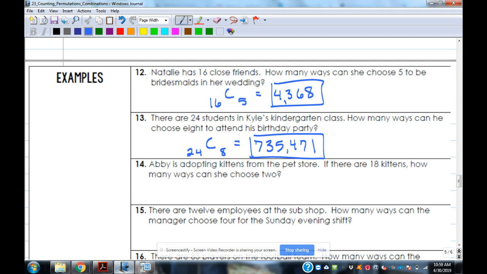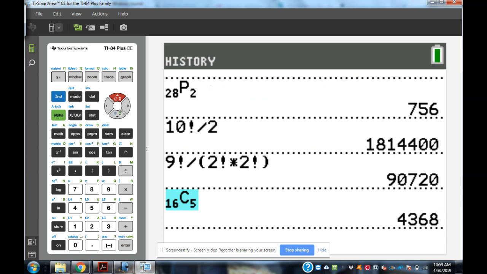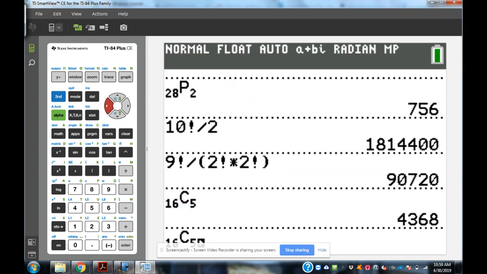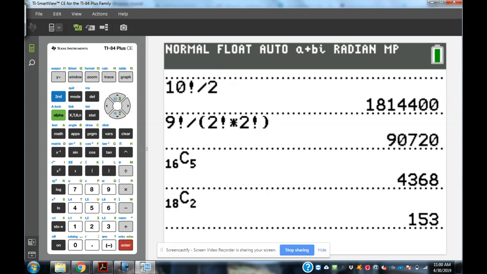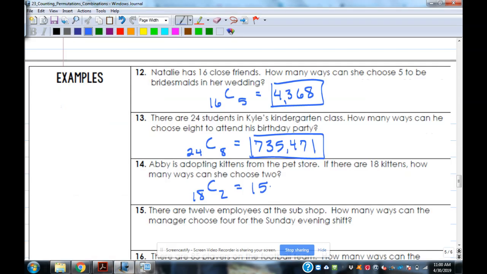Number 14, Abby is adopting kittens from the pet store. There are 18. How many ways can she choose 2? Just choosing 2. We're not ranking them, we're choosing them. So we know that that's a combination. So 18, combination 2. 153 different ways to pick some cats.